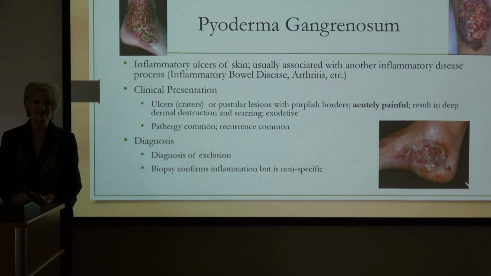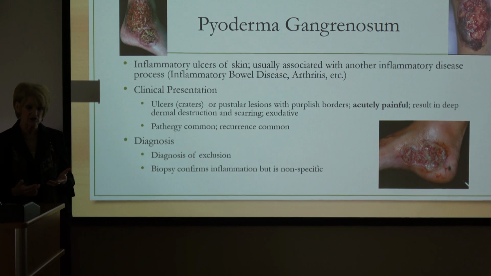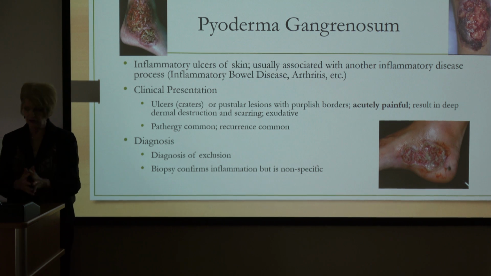Pyoderma gangrenosum is another type of inflammatory wound that is acutely painful. Now, the big difference between pyoderma gangrenosum and your vasculitic ulcers, which involve inflammation affecting the blood vessels, is that pyoderma gangrenosum involves an acute and chronic inflammatory process that targets the dermis and the subcutaneous tissue. If you break it down, pyoderma, you end up with purulent drainage, dermal destruction. So pyoderma gangrenosum, gangrene or necrosis of the dermis, and purulent drainage.